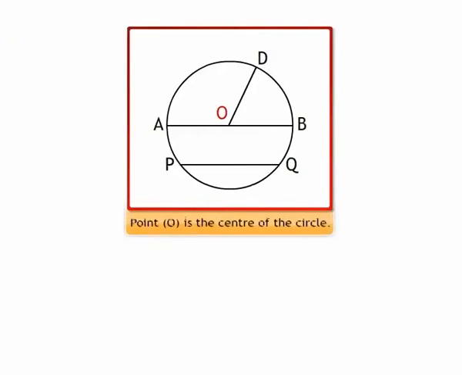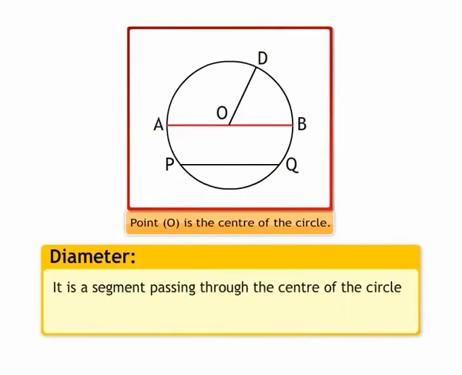Here point O is the center of the circle. Segment AB is the diameter of the circle. It is a segment passing through the center of the circle and joining any 2 points on the circle.